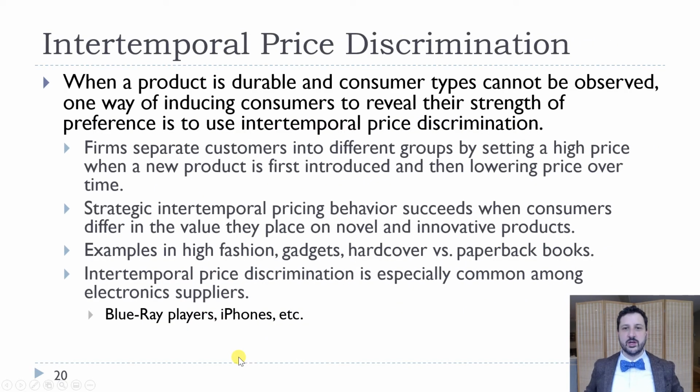Another issue is intertemporal price discrimination. And the idea behind intertemporal price discrimination is generally that you charge a high price when a product just comes out, and then you charge a lower price in the future. What you're trying to do is find the high value customers and sell to them first, and then sell to a much larger market after that. So you can think about fashion: it's expensive when it comes out, and then the next season it's on the sale rack. Technology gadgets are often discounted, hardcover versus paperback books, right?